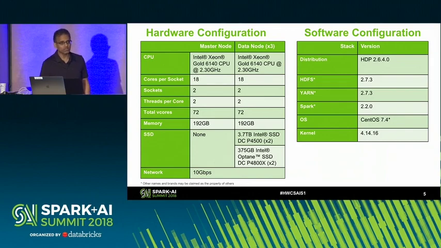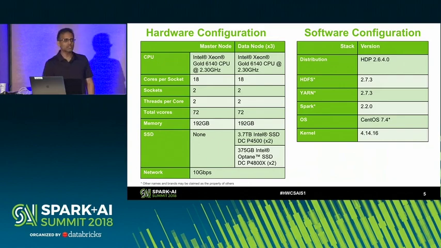I have a 4-node cluster. I have a management node and 3 data nodes. And the cluster is homogeneous in terms of CPU and memory. They're all the same. Where it differs is the management node has just a boot drive for storage. There's no storage because I'm not going to be storing any data there. The data nodes have Intel DC-P4500 SSDs for storing the input data. And then I also have 2 Optane SSDs on each of the data nodes.